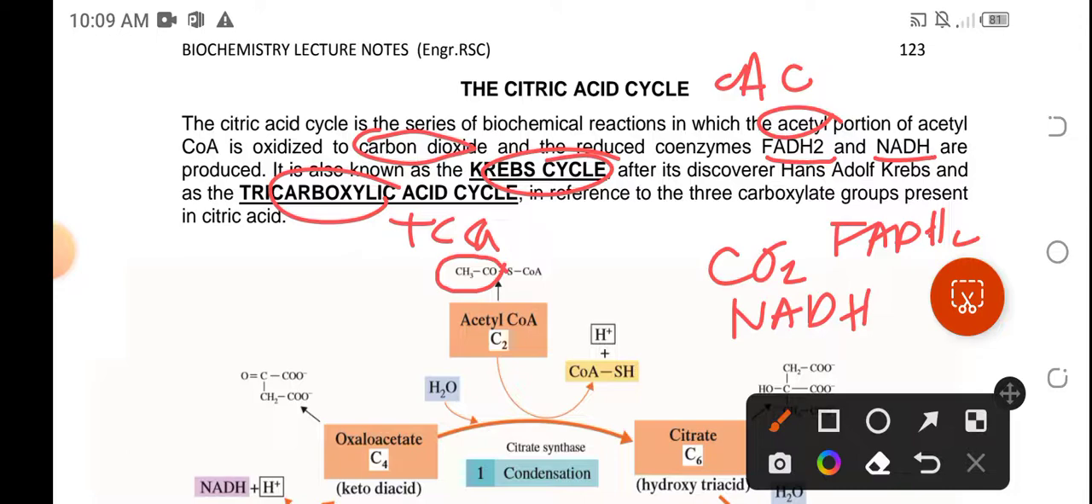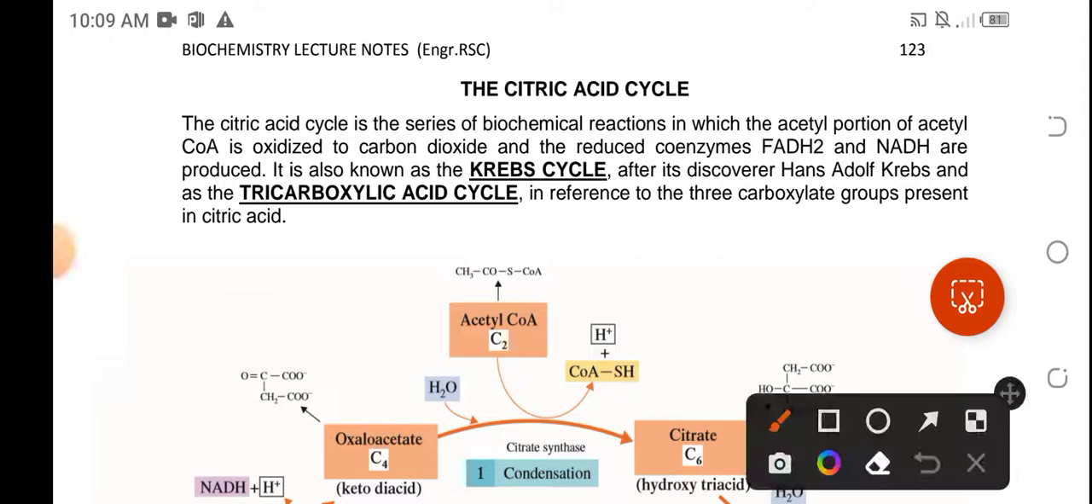Okay, so always remember, in order for it to be considered as the reduced form, may mga hydrogens siya. Okay, mas maraming hydrogen. And of course, this cycle was discovered by Hans Adolf Krebs. That's why it's known as the Krebs cycle.